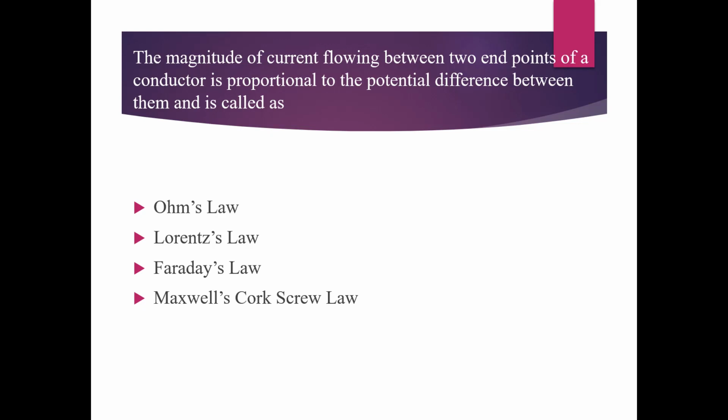Next question. The magnitude of current flowing between two endpoints of a conductor is proportional to the potential difference between them and is called as, well, it's a definition of Ohm's law. It was a pretty simple question. The answer is Ohm's law. We need not check any other options, and I have also changed some options according to my own liking. I'm just going to say to you guys that these aren't exactly the options which were asked in the exams. Some of them are, but some of them may not be, so it's not necessary.